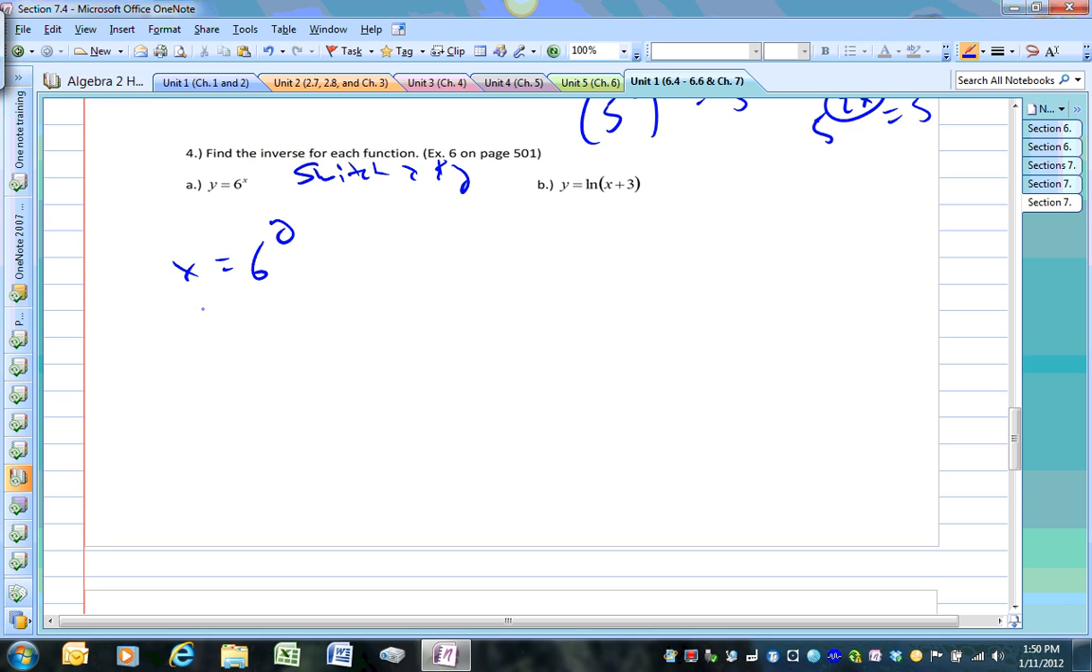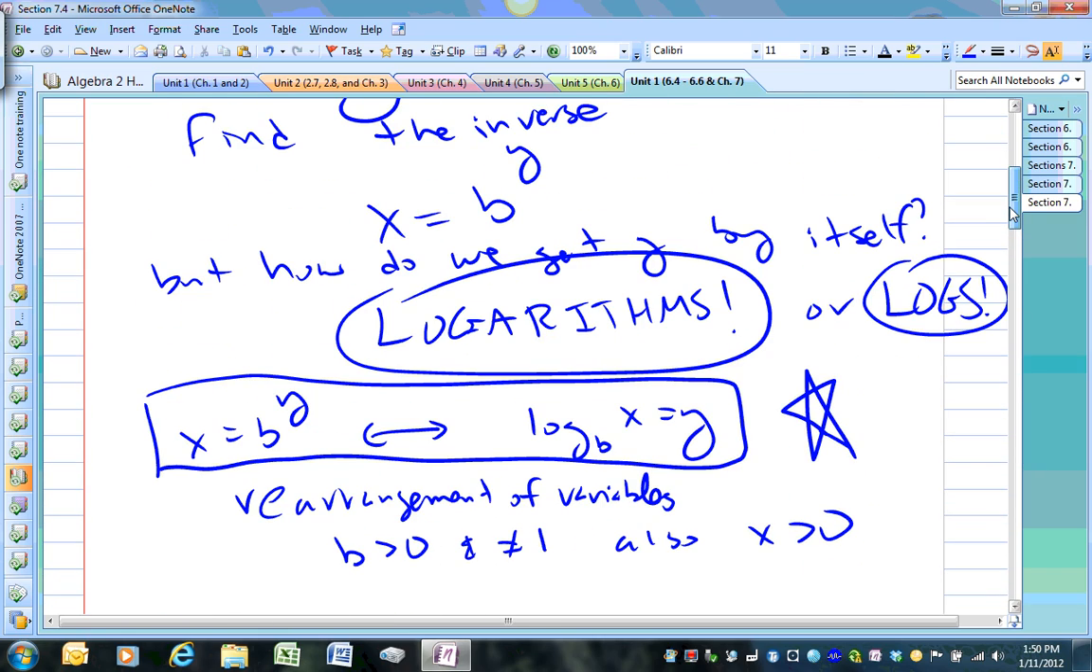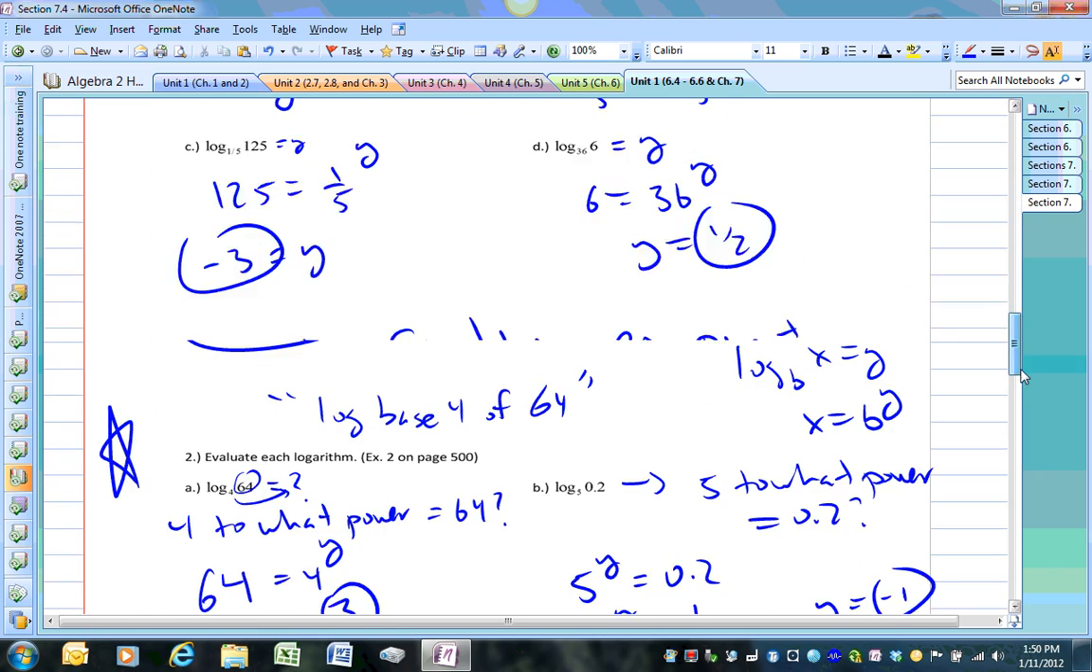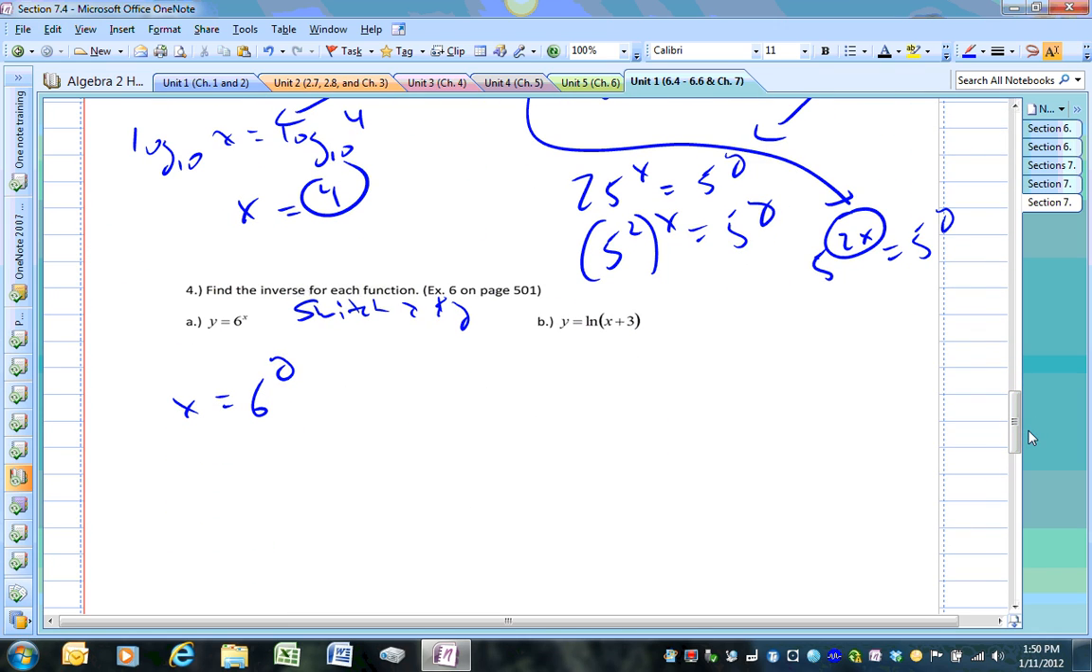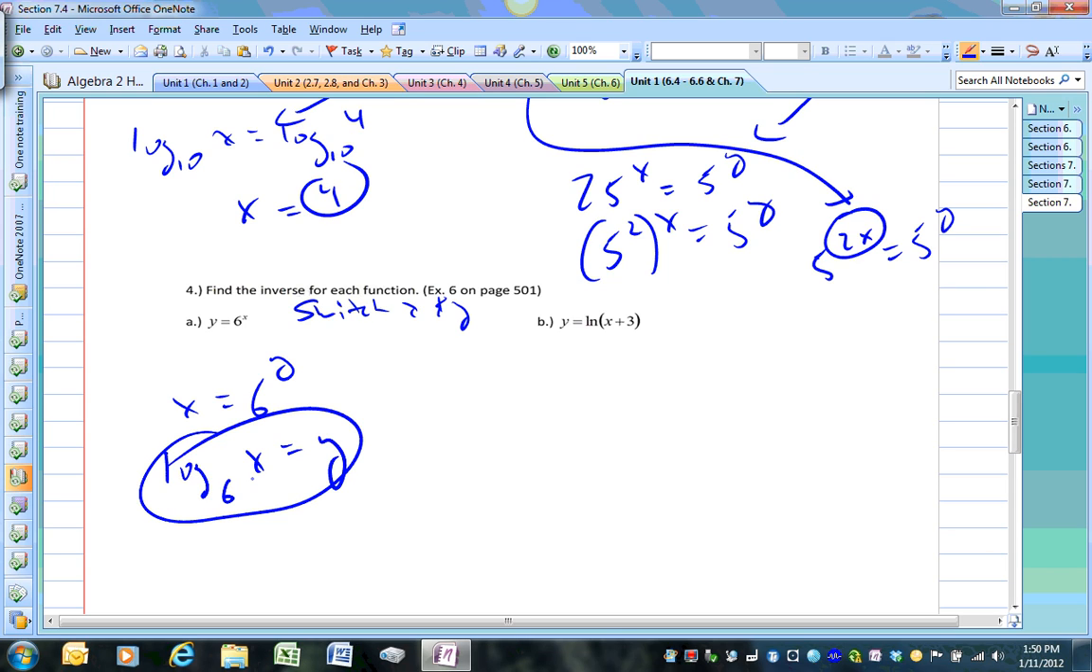Again, logs can help us out. Remember the basic concept I said for this, or the underlying concept: x equals b to the y. So if I have 6 to the y, then log base 6 of x equals y. Again, that's the whole point of logarithms, to help undo exponents.